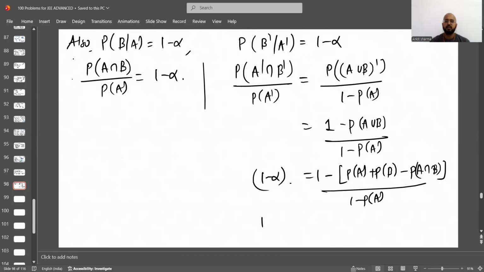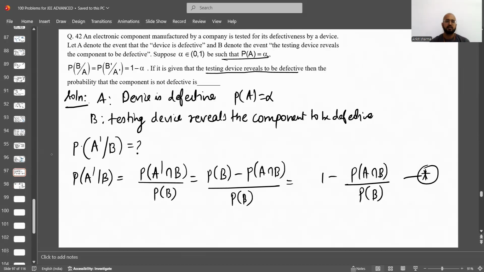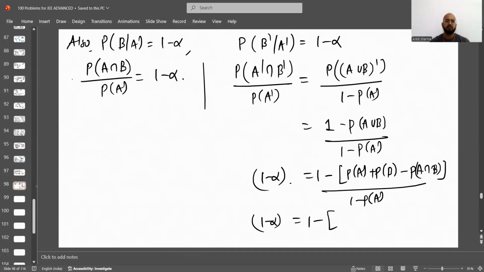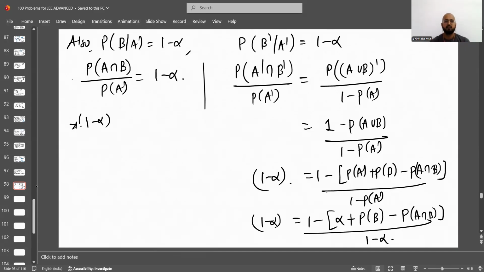So this is given to be 1 minus alpha here. And 1 minus alpha will now be equal to 1 minus P of A, which is given to be alpha. It's given here, alpha. So P of A is alpha, plus P of B, we don't know, and P of A intersection B also we don't know. So let's write it the same way, P of A intersection B. And 1 minus P of A is alpha. Let's keep this in here. So this will give me 1 minus alpha, the whole square, is equal to 1 minus alpha minus P of B, and then plus P of A intersection B. That's what we have.